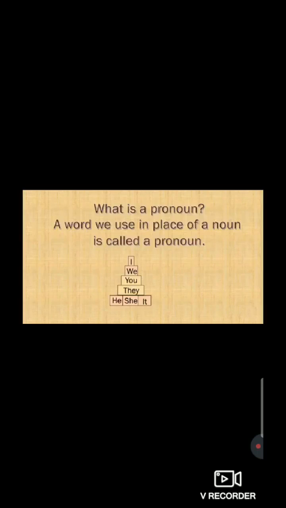And many more. You can write him, they, we, them, us, right? There are some words we use in the place of a noun. The words we can use are pronouns. And which are those words? I, we, you, they, he, she, it, her, them, us. Right, students? And etc. means there are many more.